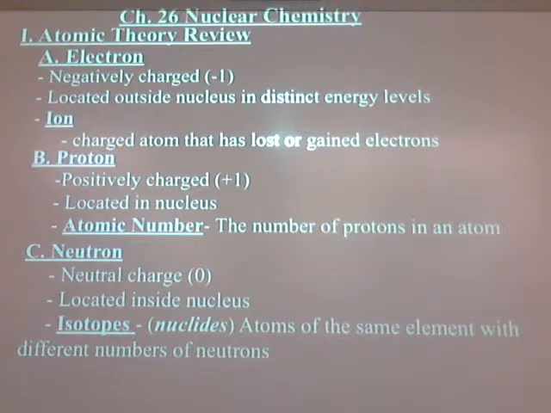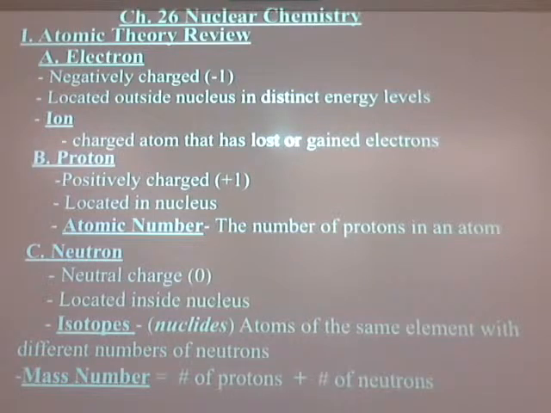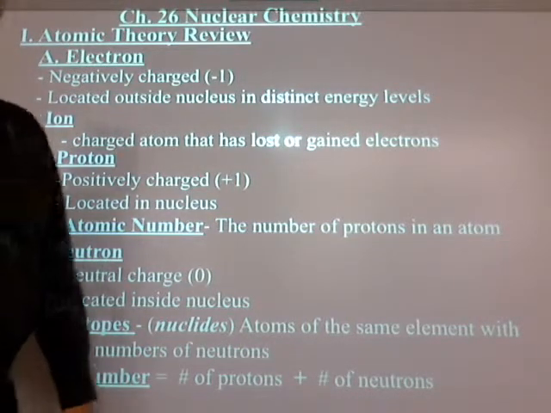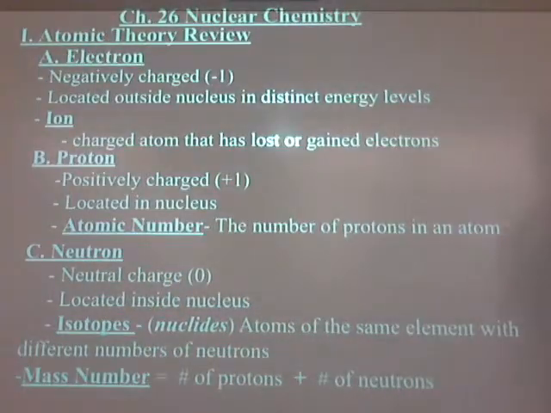And finally, the last thing you have to know to be able to do some of these calculations is what's called the mass number. And you should remember that the mass number is the number of protons plus the number of neutrons. I hope you remember that.